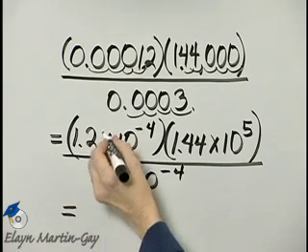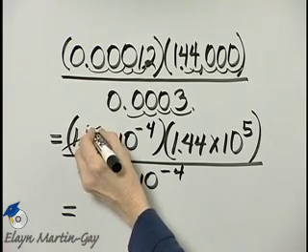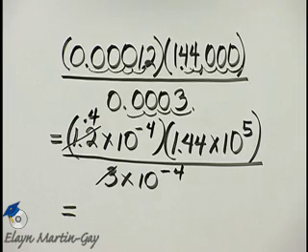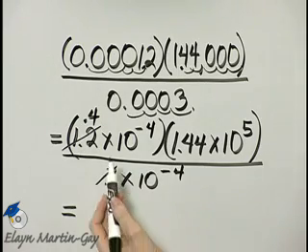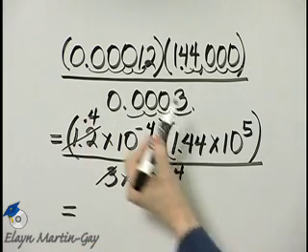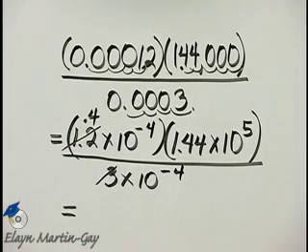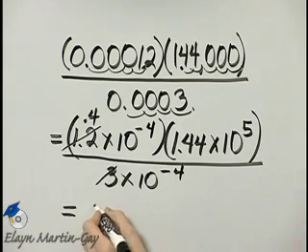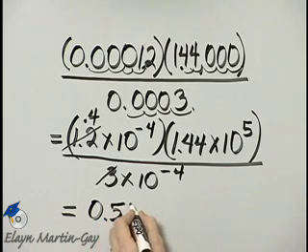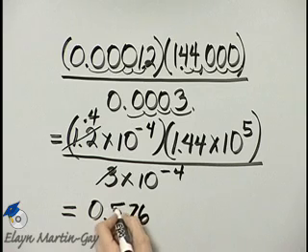I know 3 divides into 1 and 2 tenths 4 tenths times. I'm just working with my constants, not my powers of 10, which of course are constants also. And then let's go and multiply 4 tenths times 1 and 44 hundredths. I'll let you go off to the side and multiply that. If you do, you'll get 0.576.